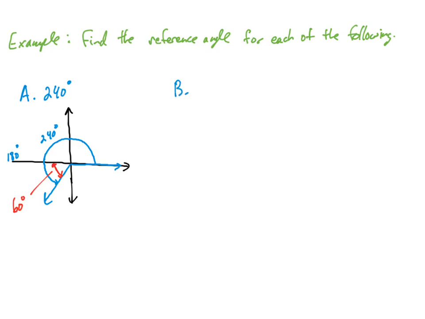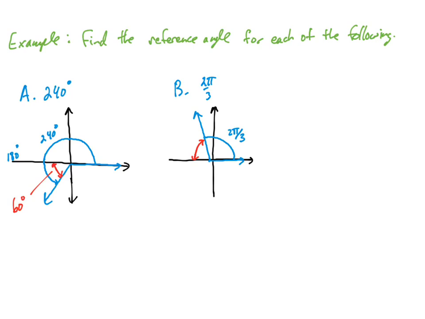The second one, we have 2 pi over 3. So 2 pi over 3. From the unit circle, we know that 2 pi over 3 is in the second quadrant. That's going to be something like this. So there's that initial angle, 2 pi over 3. So what we want is what's remaining down here. And that will be the reference angle.